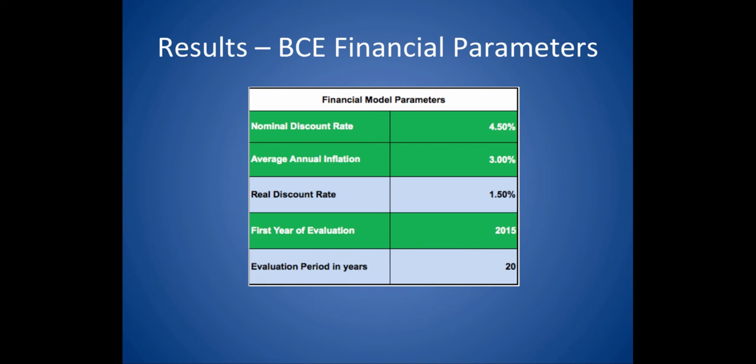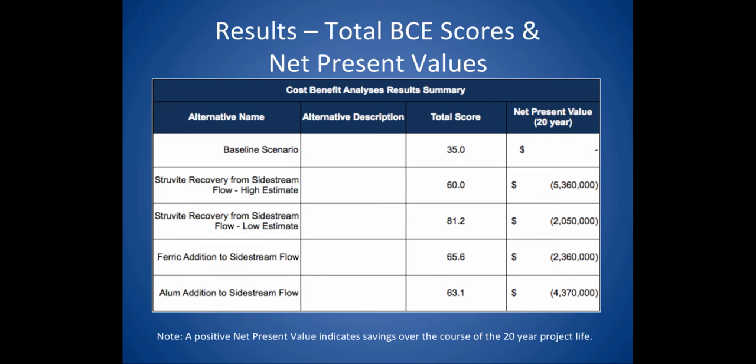TERI uses several parameters in the financial portions of the BCE. The nominal discount rate is the assumed interest rate without inflation being taken into account. Therefore, the real discount rate is the interest rate adjusted for inflation. The evaluation period that the tool uses is 20 years. For Plant A, based upon the business case criteria weighting that was entered, the struvite recovery low estimate alternative has the best total score of 81.2.